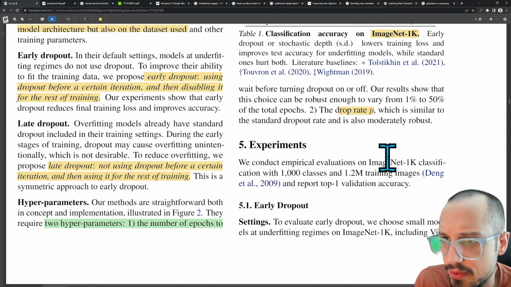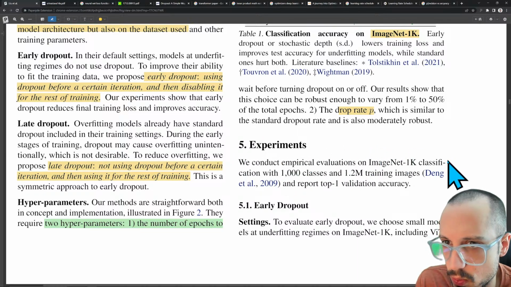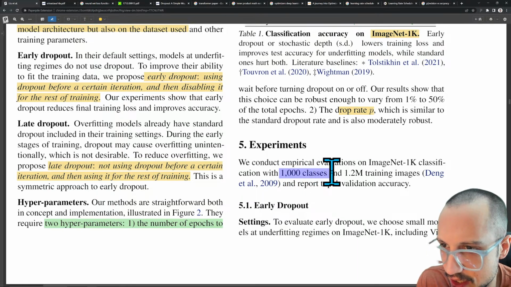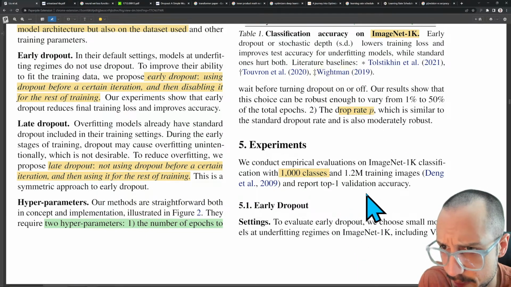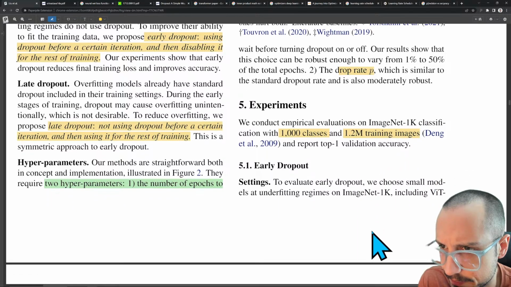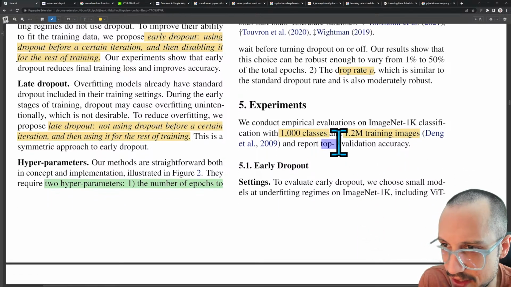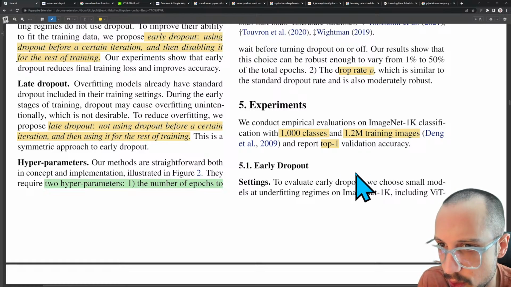We conduct empirical evaluation on ImageNet 1K, right? So 1K refers to the fact that there's 1,000 different classes, right? What that means is like cat, dog, chair, couch, things like that. And in total, there's 1.2 million training images. And then top 1, again, the model has to get it 100%. It has to be a perfect guess in order for it to get it right.